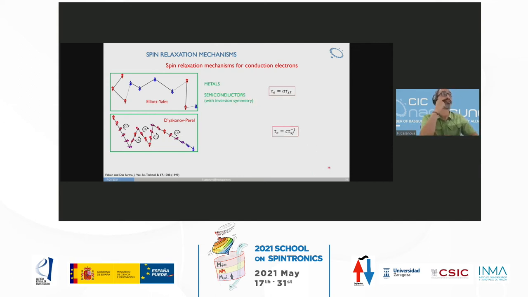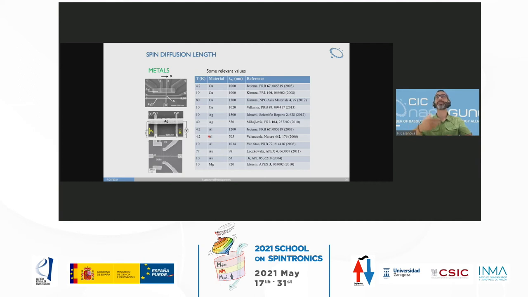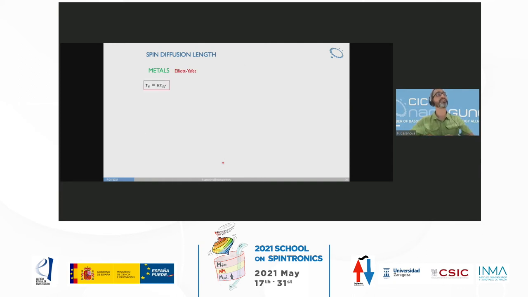For the case of Elliott-Yafet, we have metals and semiconductors with inversion symmetry. And in the case of Dyakonov-Perel, this happens in semiconductors without inversion symmetry, like gallium arsenide or two-dimensional electron gases, quantum wells. So let's go and see some numbers. In the case of metals, here are some results on the spin diffusion length. The best metals so far are copper, silver, and aluminum with a spin diffusion length of around 1 micron. Gold is a bit less, around 100 nanometers, because spin-orbit coupling is stronger.